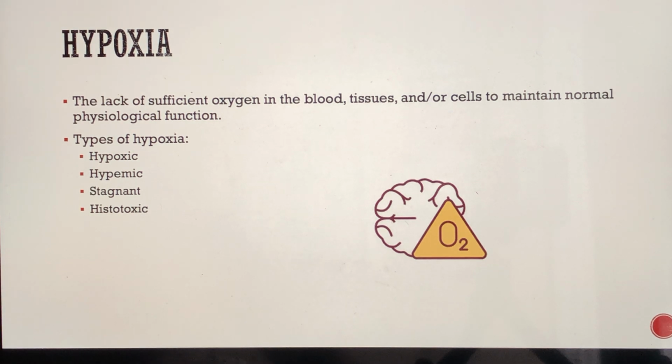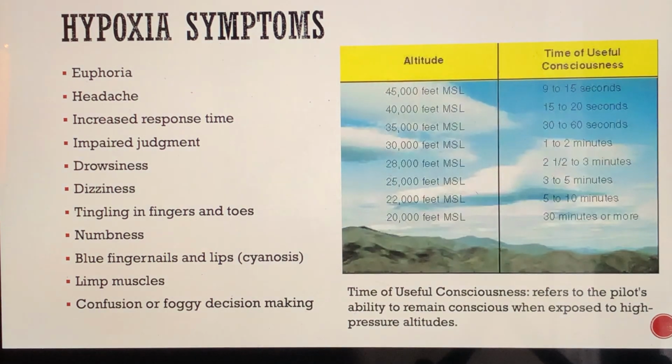Moving on, we'll talk about hypoxia. Hypoxia is the lack of sufficient oxygen in the blood, tissues, and or cells to maintain normal physiological function. So there's 4 types of hypoxia, which is hypoxic, hypemic, stagnant, and histotoxic. And we'll go into those in just a second. Here are some symptoms of just general hypoxia. It will include things: euphoria, headache, drowsiness, dizziness, tingling, numbness, foggy decision-making, confusion.